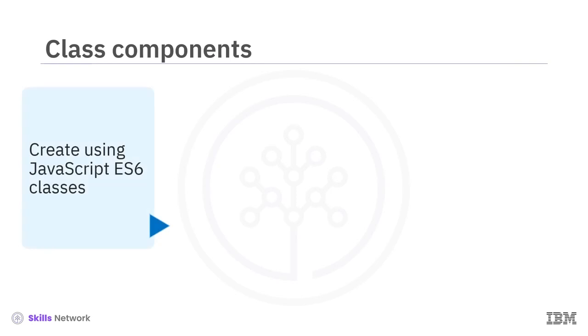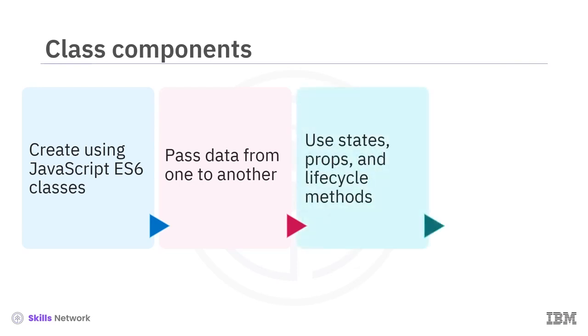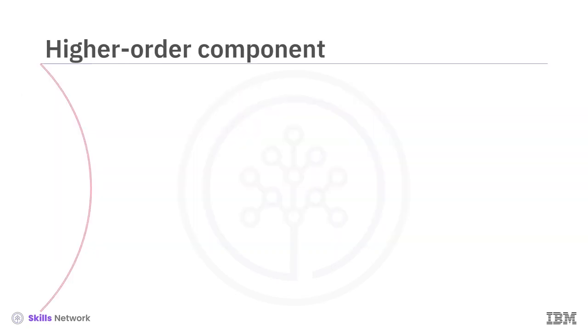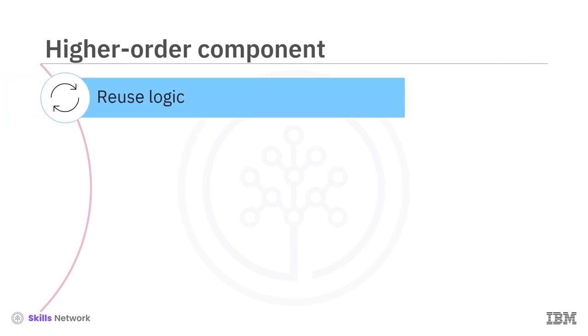You can use JavaScript ES6 classes to create class-based components in React. You can pass data from one class component to another class component. They use the main React functions such as state, props, and lifecycle methods. After the introduction of hooks in version 16.8, developers tend to prefer functional over class components because class components are more complex. A higher order component, HOC, allows you to reuse component logic.